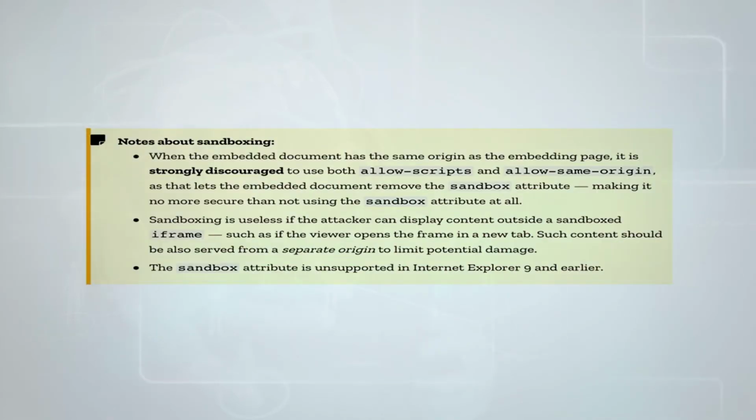So what we have seen is the sandbox, which is very important. Then we have seen some elements. Now let us see some more about the sandboxing. When the embedded document has the same origin as the embedding page, it is strongly discouraged to use both allow scripts and allow same origin, as that lets the embedded document remove the sandbox attribute, making it no more secure than not using the sandbox attribute at all.